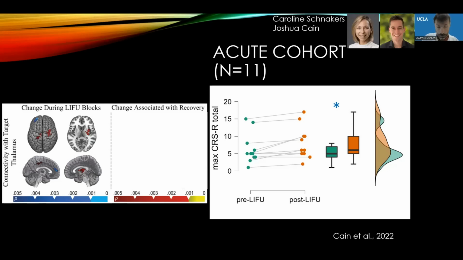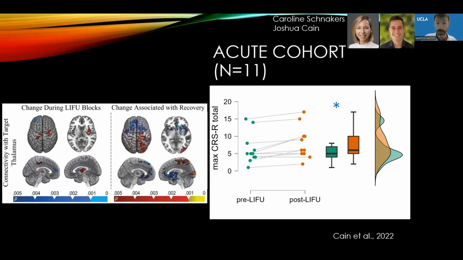On top of that, we also see that the degree to which the thalamocortical connectivity is changed in the areas that you see portrayed here is actually predictive of how much patients will recover in the clinical scores over the next week.